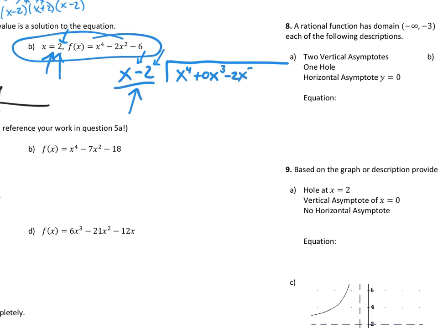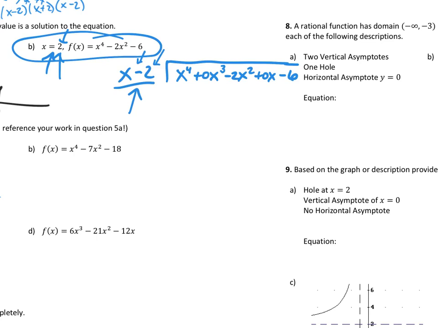Minus 2x squared. But wait, there's a missing term. Plus 0x, minus 6. I do strongly recommend having those placeholder zeros. It makes your life a lot easier. I did prove to you before break that it can be done without the zero placeholders if you're really careful about lining things up underneath each other the right way. But the zeros make it easier.